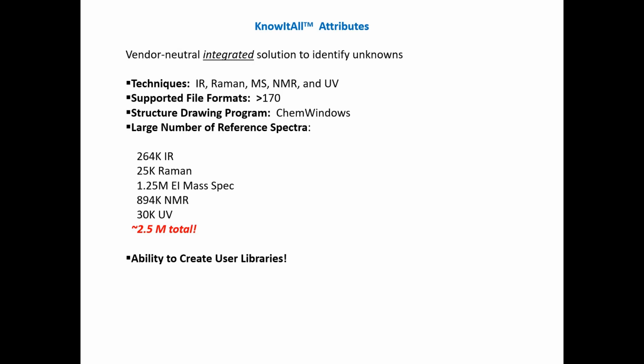Know-It-All is a vendor-neutral integrated solution for identifying unknowns. It uses a variety of techniques. Today we'll discuss the infrared and the mass spec applications for identifying unknowns, but it does many others also. The supported file formats are greater than 170, which allows different manufacturers' data formats to be imported for processing. The structure drawing program is ChemWindows, which is incorporated within the software. But probably one of the most important parts of it is the large number of reference spectra that can be employed in the identification of unknowns, and also the ability to create user libraries.